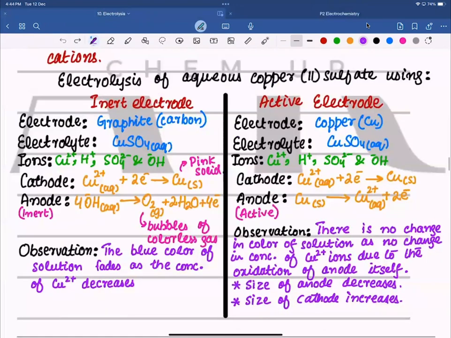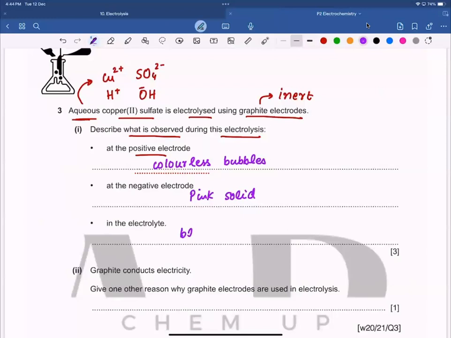Inert electrode, graphite, copper sulfate: the blue color of the solution fades because the concentration of copper ions is decreasing. In the electrolyte, in the solution, we are going to observe this because the copper ions from the aqueous solution are depositing as a solid. If they are depositing as a solid, their amount is decreasing, so as their amount decreases, the blue color is going to fade. So Cu2+ in aqueous is blue.